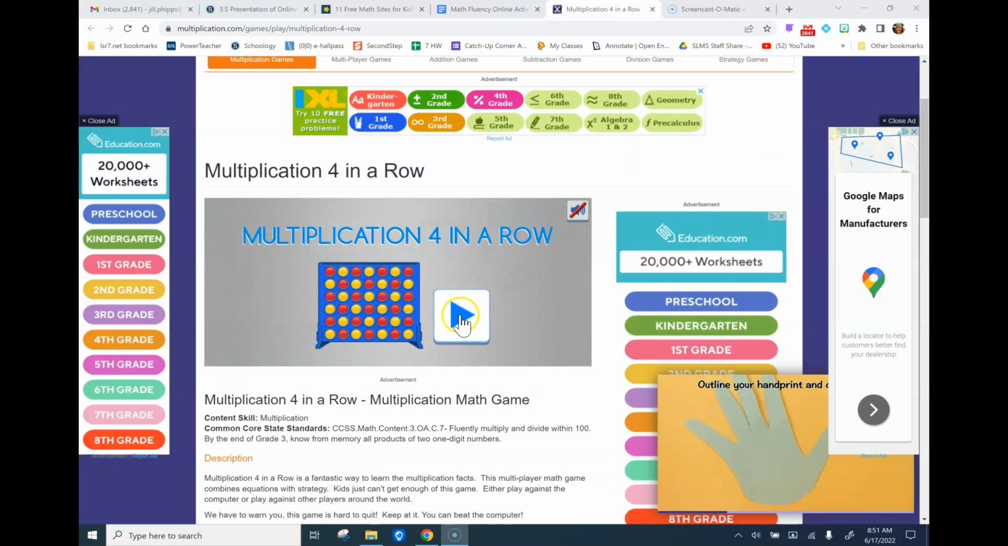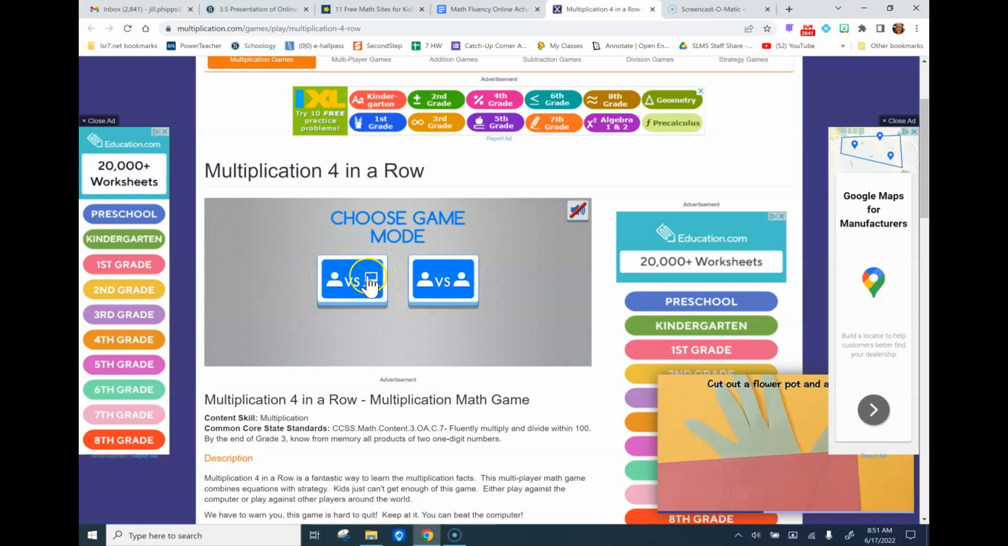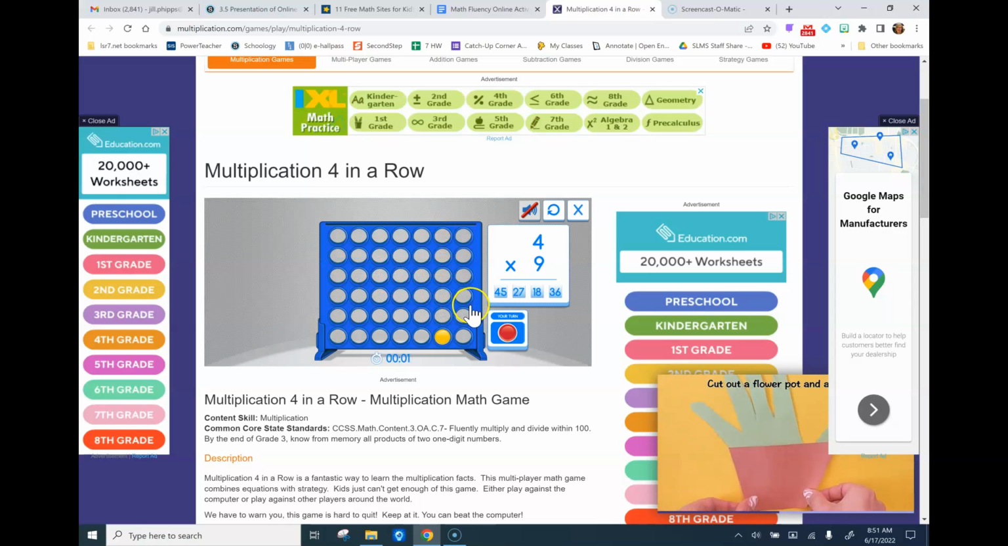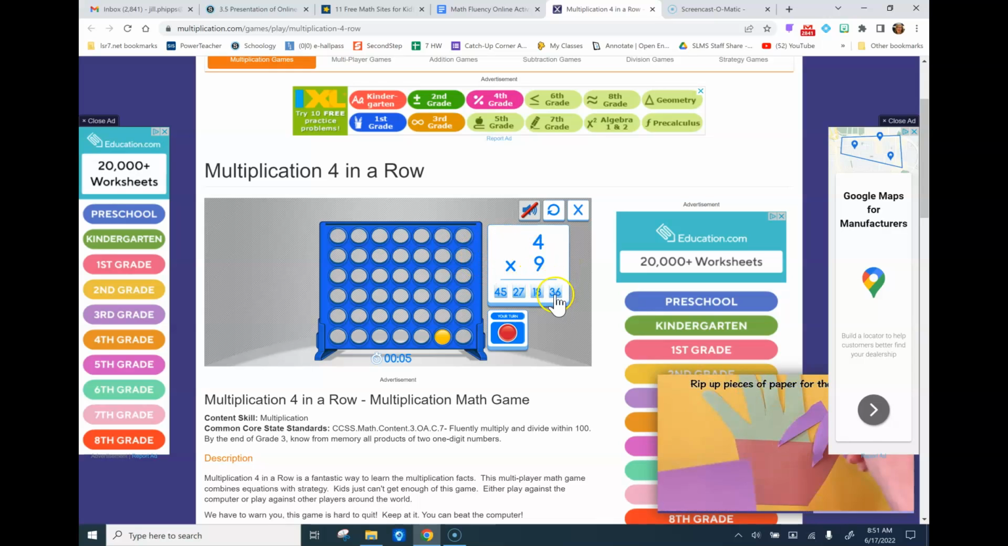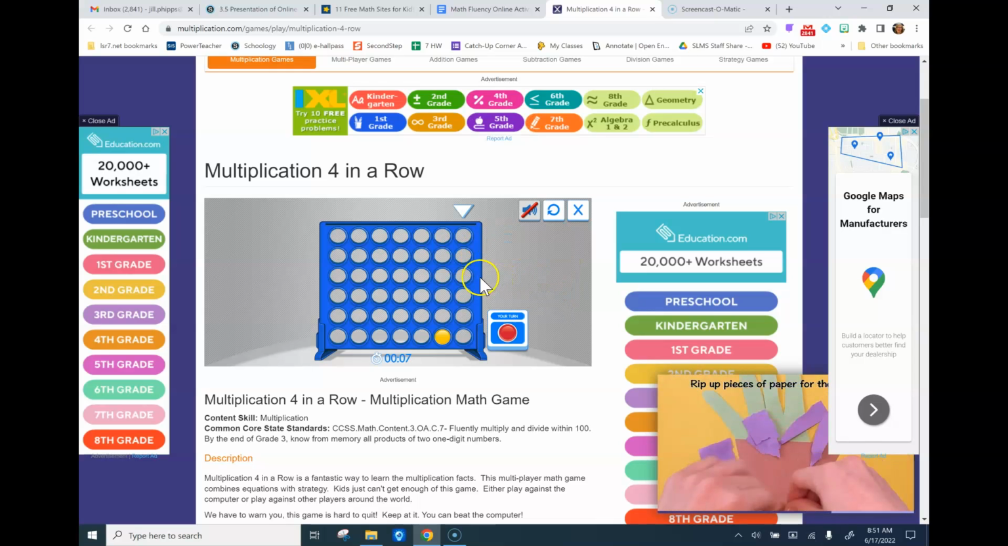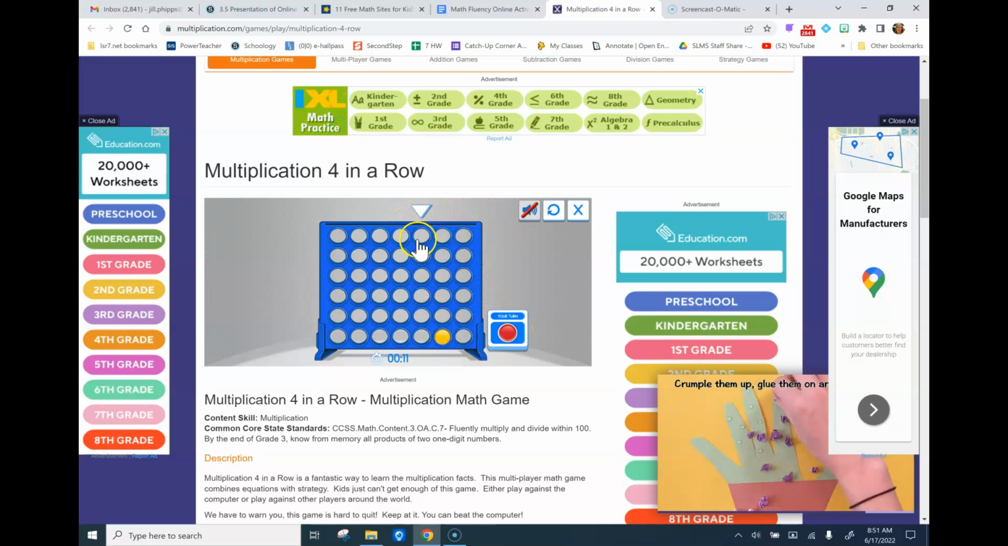So this one I like because you have to multiply. Well, let's just look at the game. And I'm going to play against the computer. And the computer says, and then you have to multiply. So I like it that you have to multiply. And when you get it right, then you get to place where you want yours. And this arrow, you just kind of click in that row and it will go in.